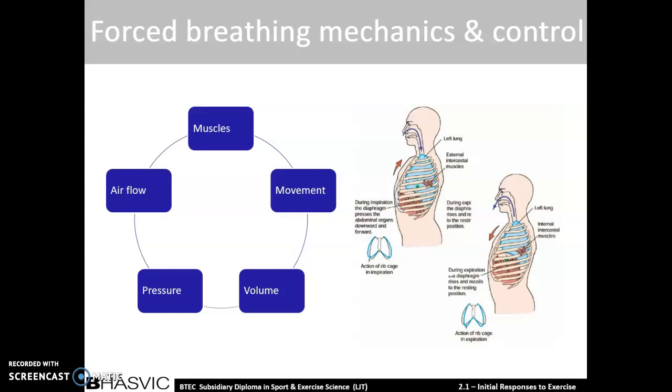As a result of the volume decreasing in the lungs, the pressure is extremely high in comparison to atmospheric air. Because pressure moves from high to low, the air movement is outwards, and that's why exhaling occurs.